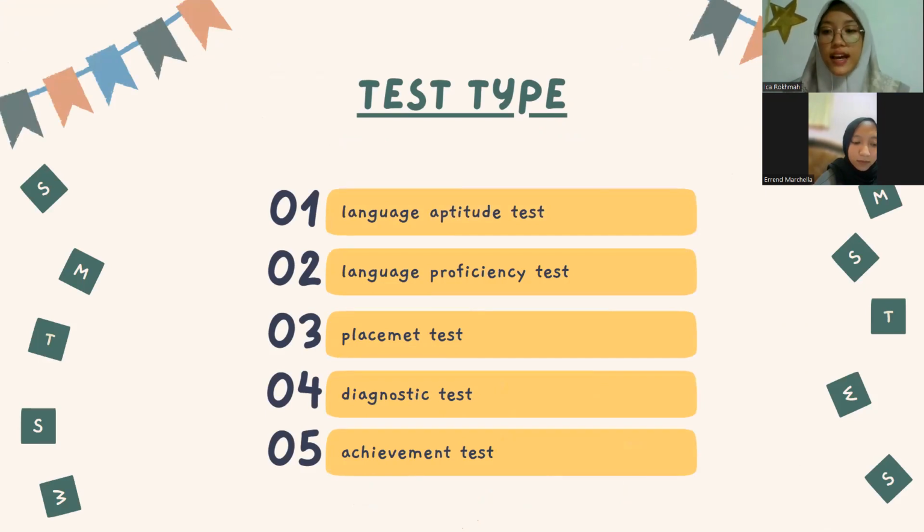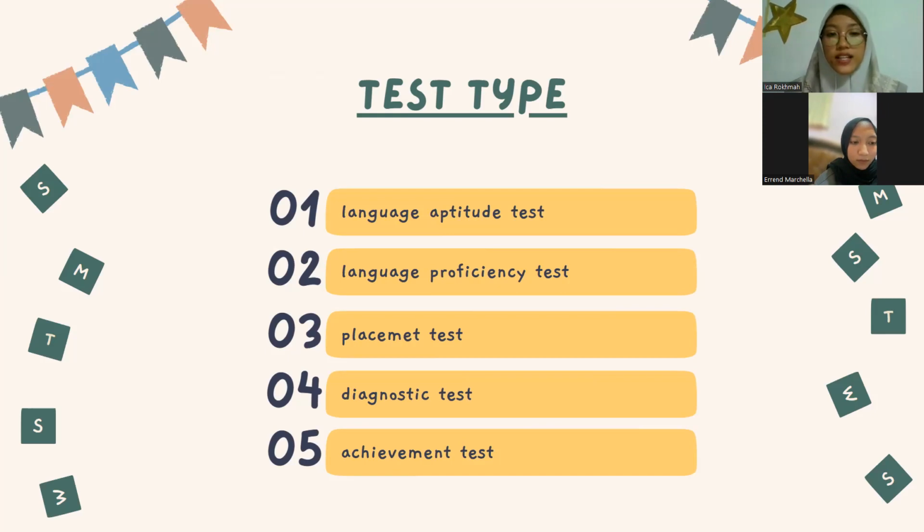The first one is the tests that we may not have the opportunity to create. It consists of the first and the second. And then the last one is the tests we almost always need to create. It consists of the third, fourth, and the fifth test. Okay, let me explain about the tests we may not have the opportunity to create. The first one is language aptitude test. Language aptitude test is designed to measure the capacity or general ability to learn a foreign language.